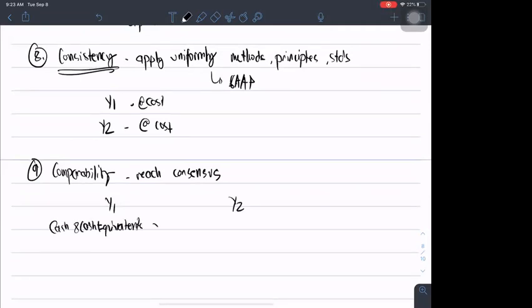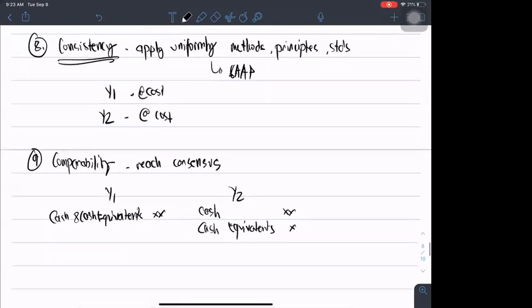Okay. Pero nung year 2, ang ginawa mo, pinaghati mo siya. Cash and cash equivalents. Cash and cash, tapos cash equivalents. Okay. So, comparable na ba siya? Ito kasi, isa lang siya, di ba? Cash and cash equivalents. Pwede mo ba siyang i-compare dito? Hindi. Kasi nga, you cannot reach consensus or you cannot compare the items kasi magkaiba na siya.